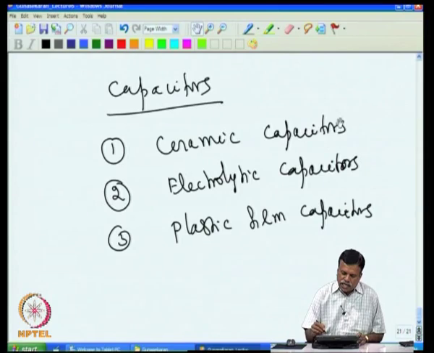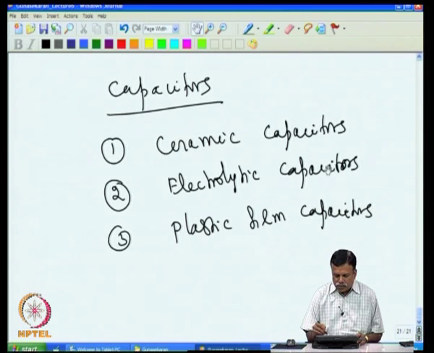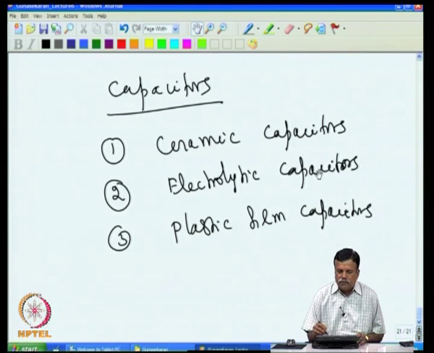Now, in ceramic capacitors, ceramic is used as the dielectric, and these capacitors are available only up to a maximum of 10 microfarad. There are two types of electrolytic capacitors: one is aluminum electrolytic, where aluminum oxide is used as the dielectric, and the other is tantalum, where tantalum oxide is the dielectric. These are available in large values, even today from 10 microfarad to a few farads, whereas ceramic capacitors are available only up to 10 microfarad, not more than that.